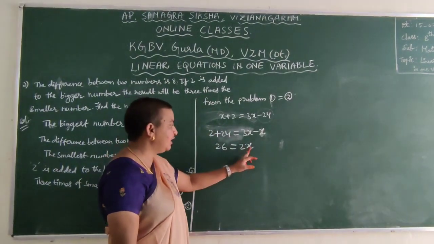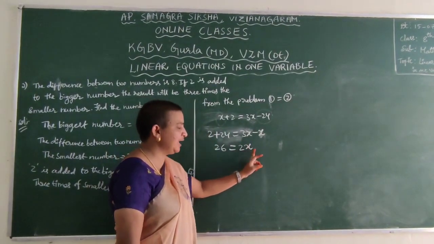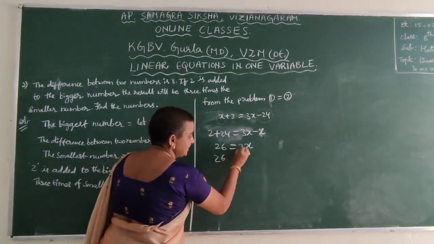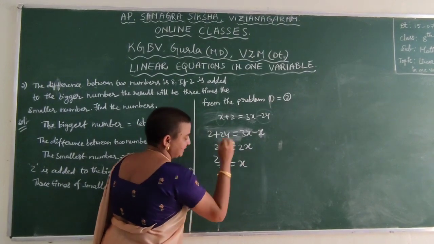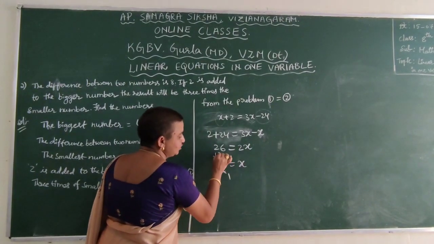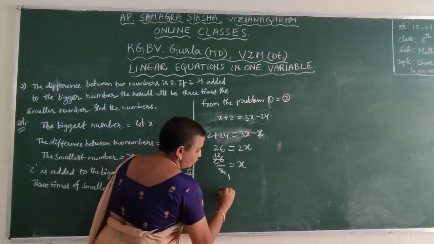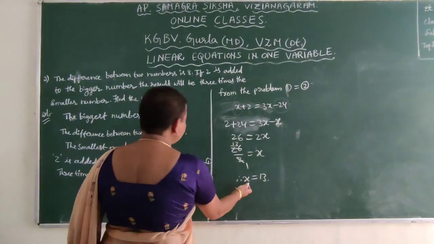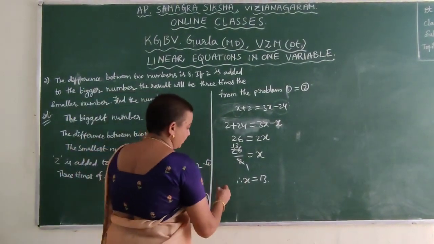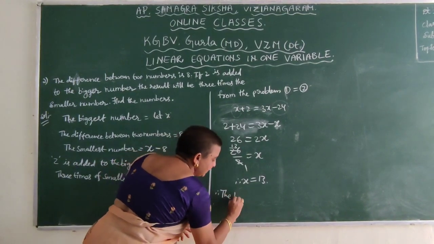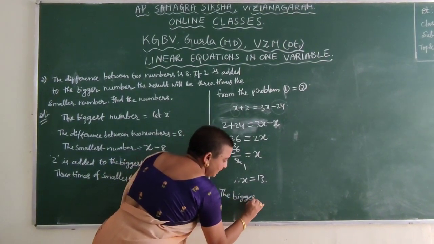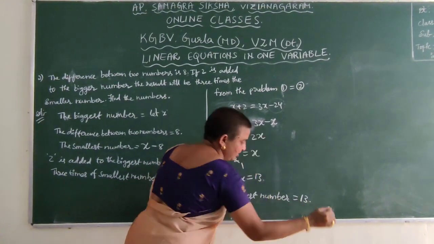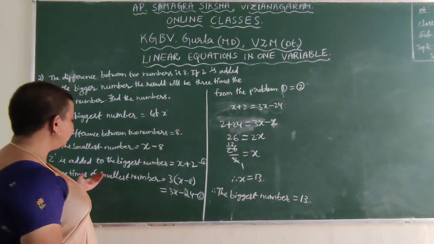Here 2 multiplies the variable x. If we transpose it, it will divide 26. So 26 by 2 is equal to x. Therefore the value of x is equal to 13. That means the biggest number is equal to 13. Now we have to find the smallest number.